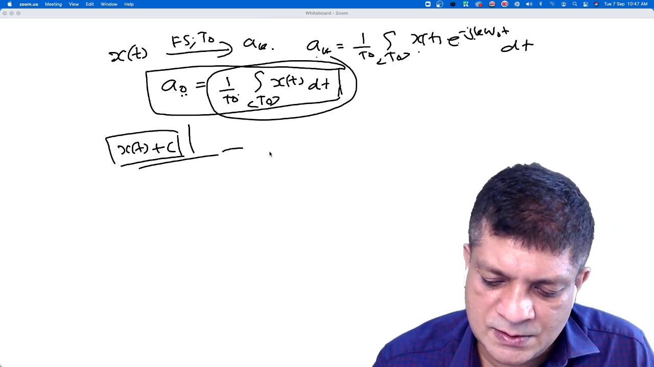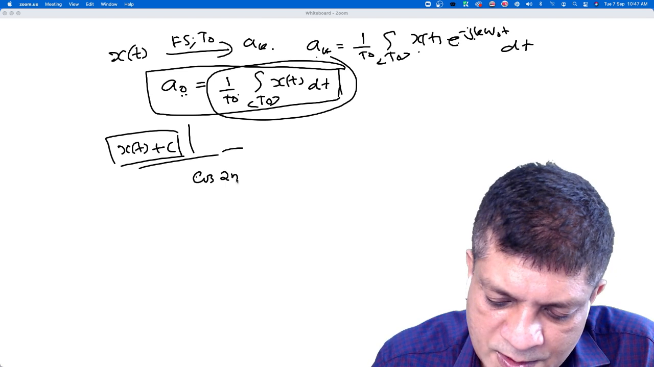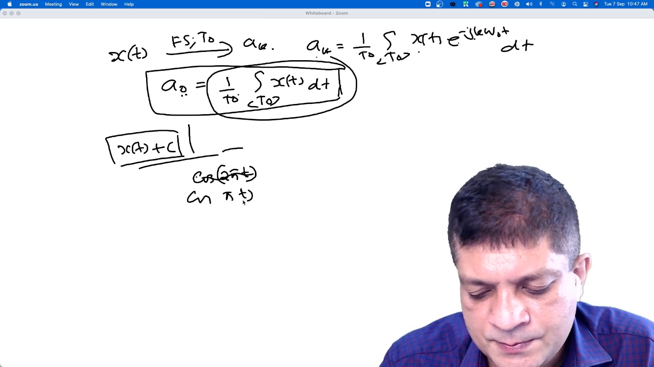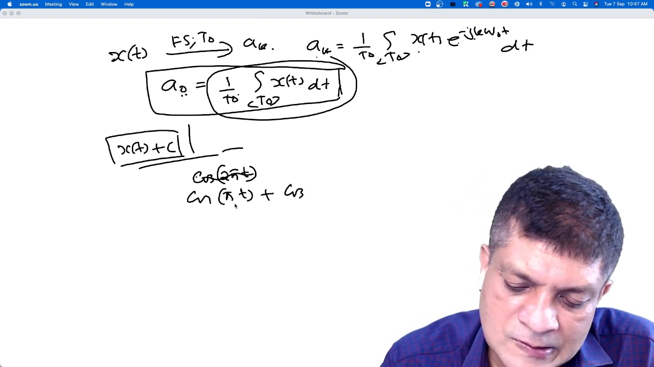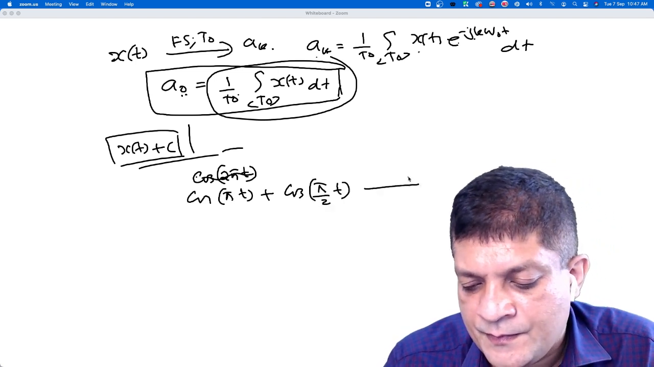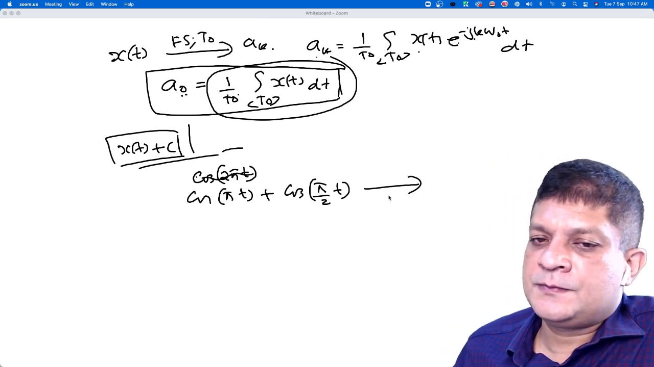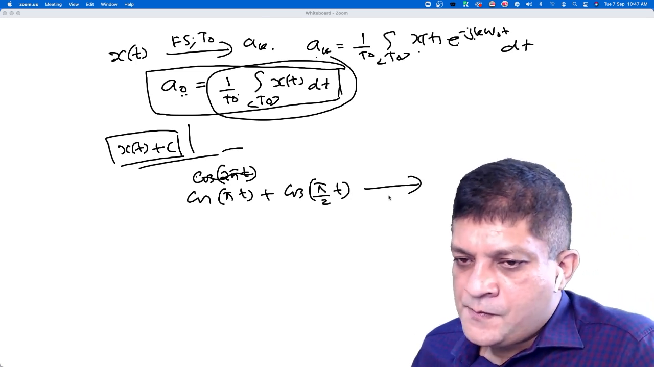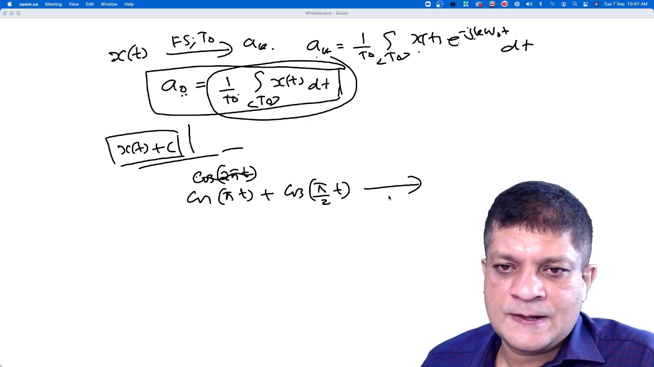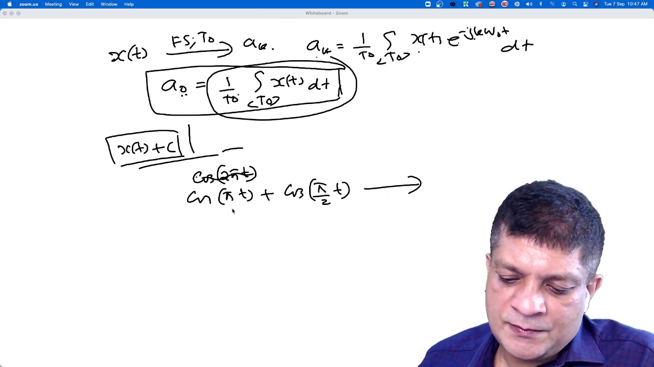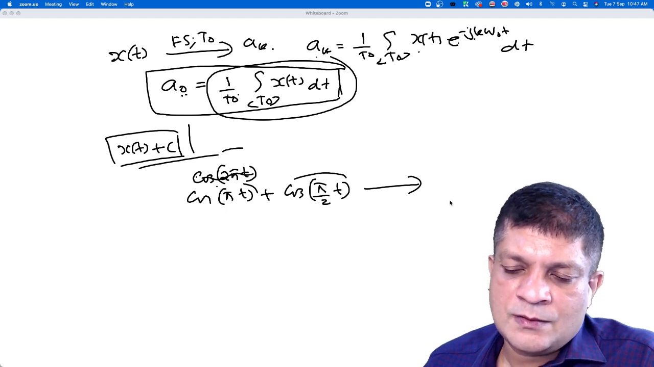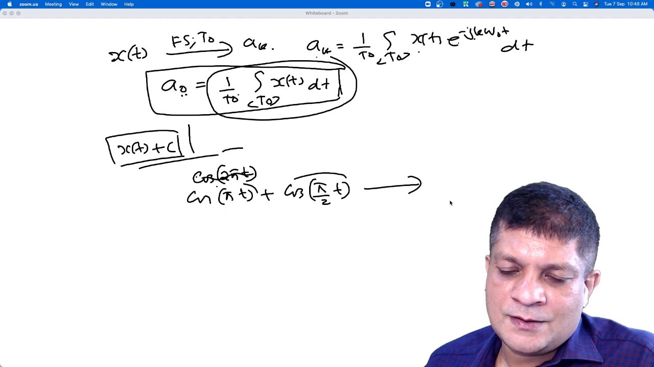Now let us consider an example. Let's say cos pi t plus cos of pi by 2 t. Can we apply the linearity property here? Can we apply the linearity property? That means, can we find the Fourier series of this and the Fourier series of this, and add those two?